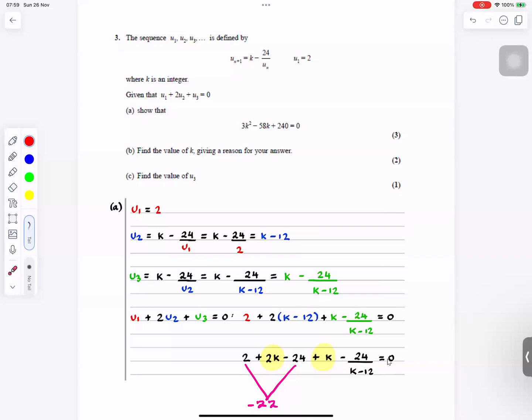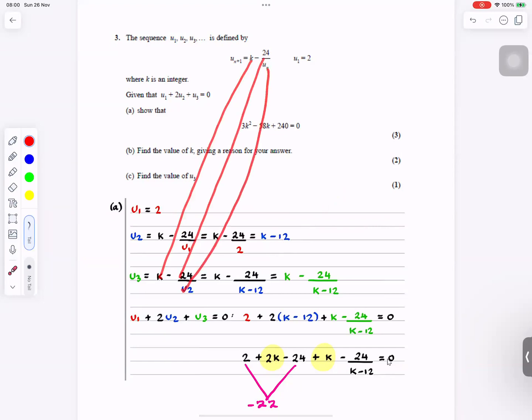Question number 3. Show that 3k squared minus 58k plus 240 equals 0. So we start by substituting values. So we know u1 is equal to 2. So to get u2, it would be k minus 24 over u1. And that will give us k minus 12. To get u3, it will be k minus 24 over u2. But what is our u2?